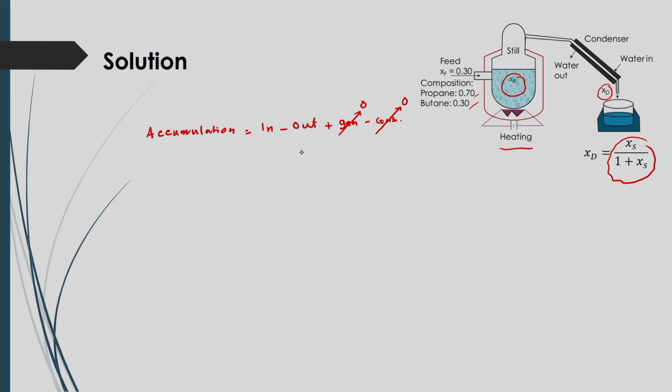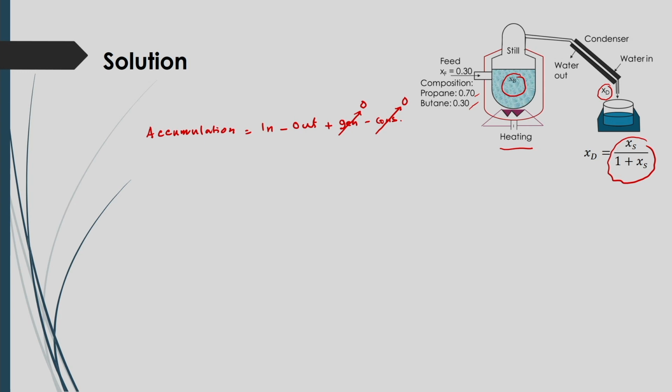Now what is the accumulation there? If we consider only the butane material and do the material balance for butane, initially there will be some amount of butane, 30% and 70%, in this still. But with respect to time you will see it changing, because the amount of butane will change as it is vaporized and comes out from the still.